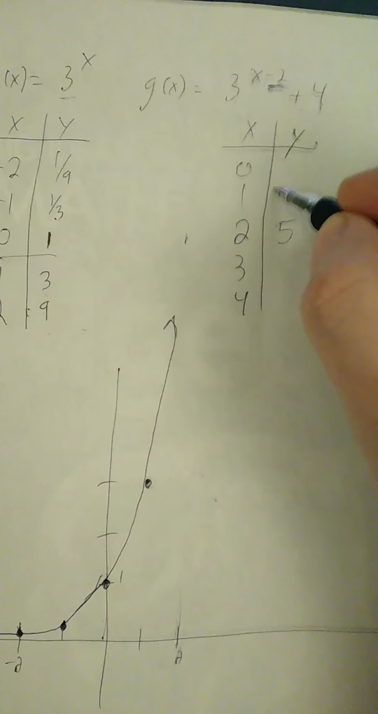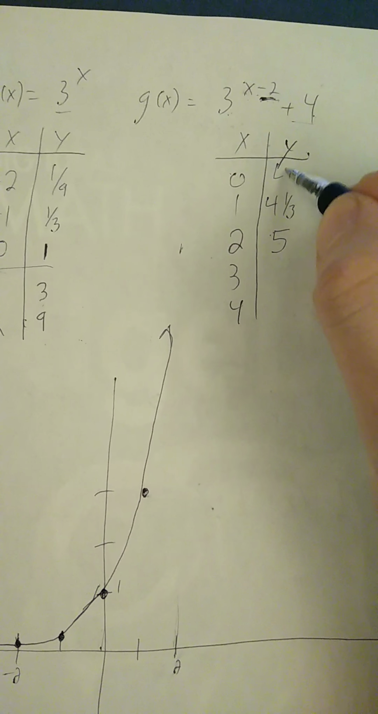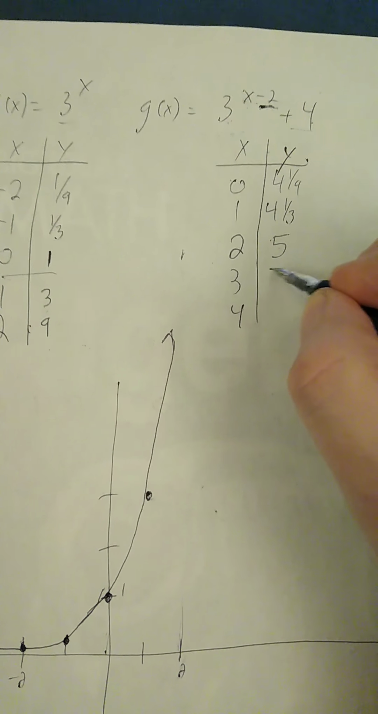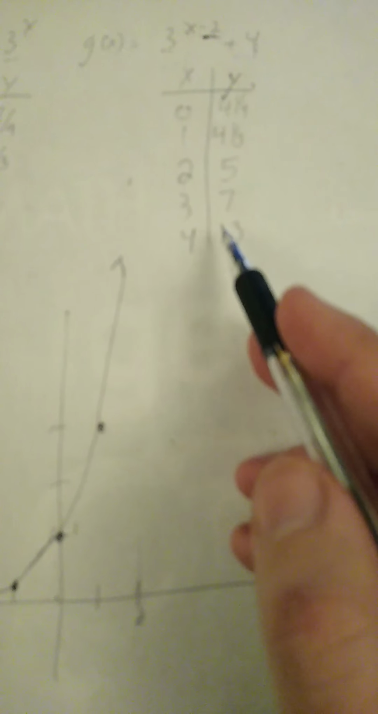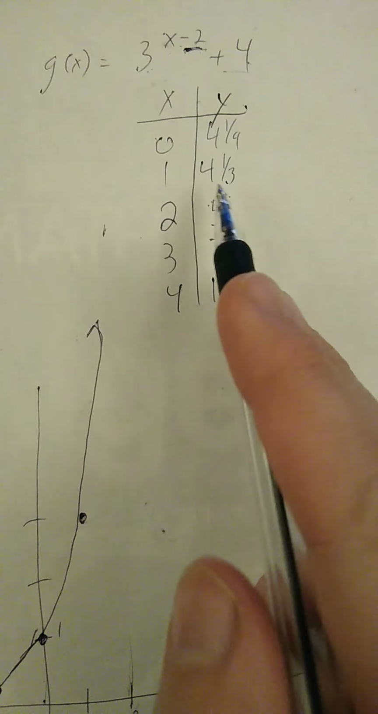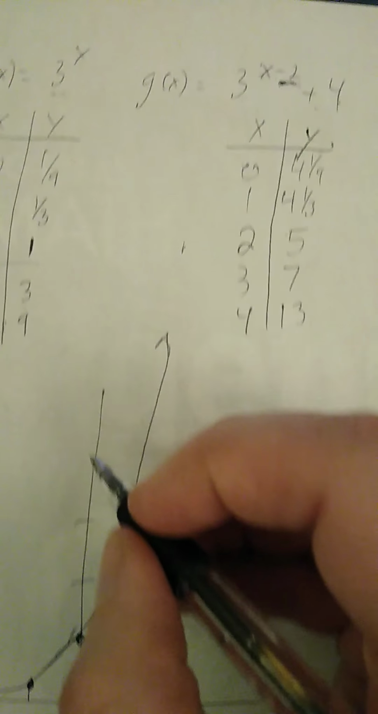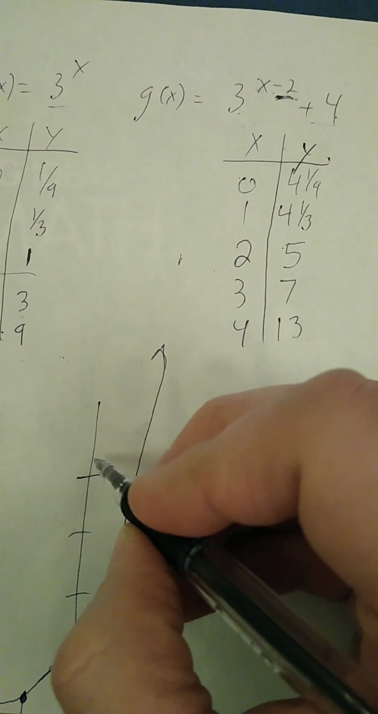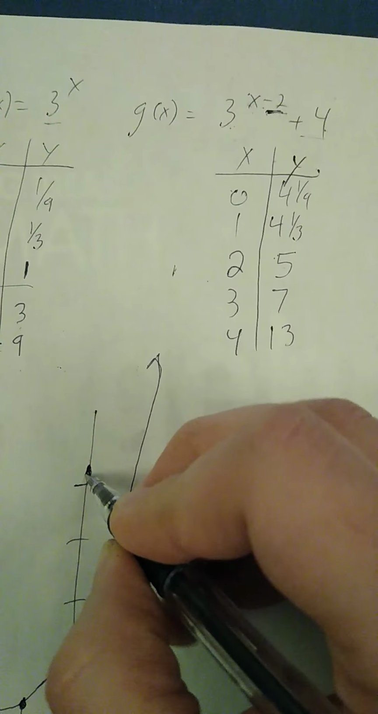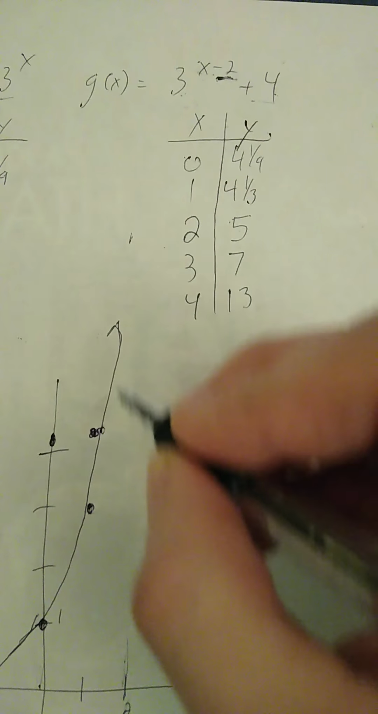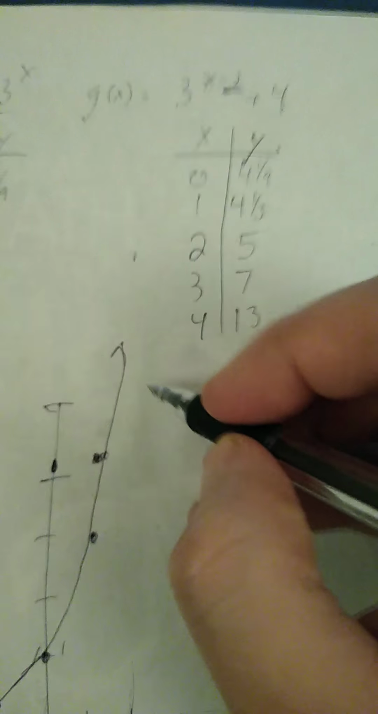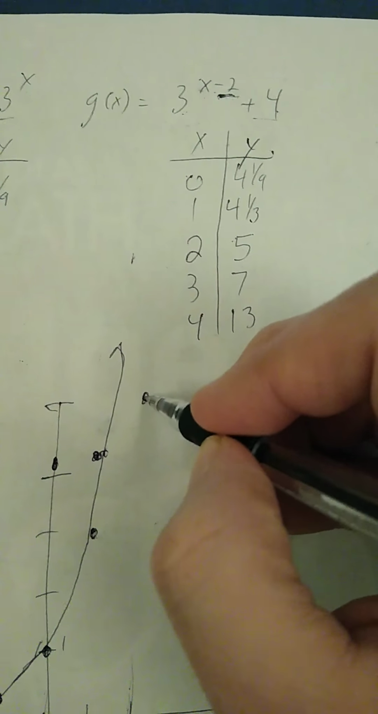1 plus 4. We're going to take 1/3 plus 4. 1/9 plus 4. 3 plus 4. 9 plus 4. And this is going to make my new function. Means 0, I'm at 4 1/9. At 1, I'm at 4 1/3. At 2, I'm up at 5. By the time I'm at 3, I get all the way up to 7. So we're getting up here.